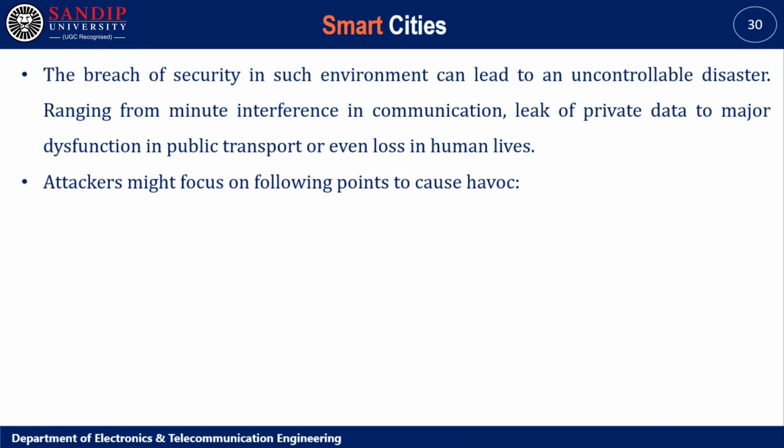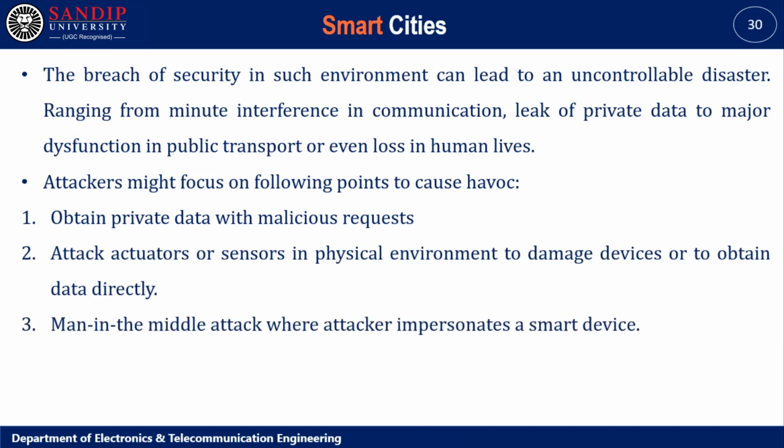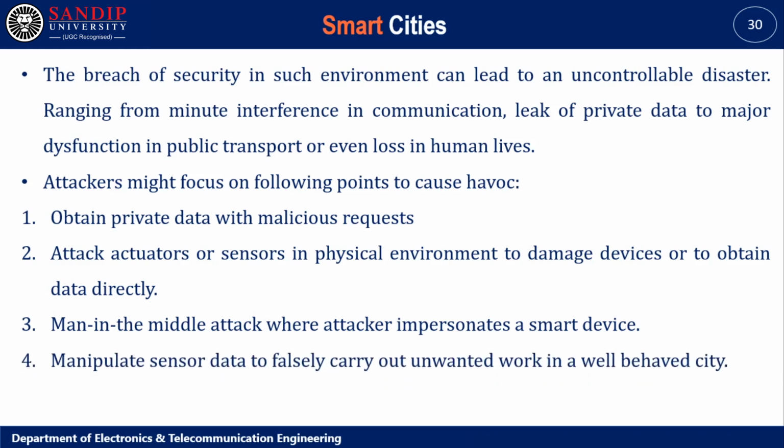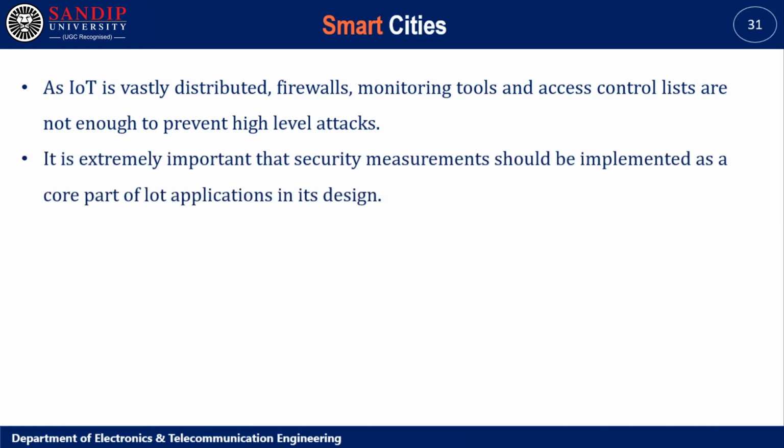Attackers might focus on the following points to cause havoc: obtain private data with malicious requests, attack actuators or sensors in the physical environment to damage devices or to obtain data directly, and man-in-the-middle attacks where attackers impersonate a smart device and manipulate sensor data to falsely carry out unwanted work in a well-behaved city. As IoT is vastly distributed, firewalls, monitoring tools, and access control lists are not enough to prevent high-level attacks. It is extremely important that security measures be implemented as a core part of the IoT application in its design.